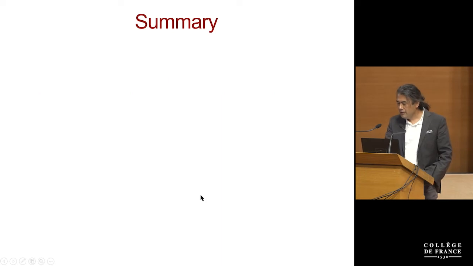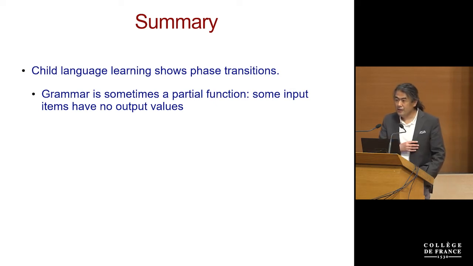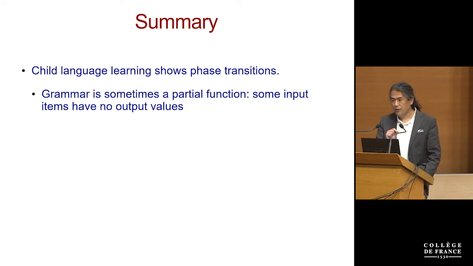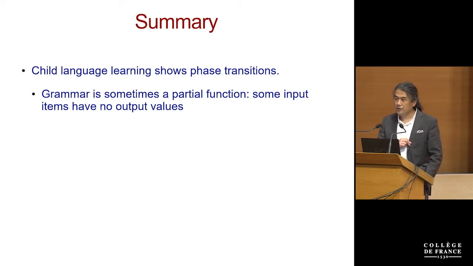Okay, so I will just give away the punchline. I want to state some facts or conclusions about child language learning in fairly familiar machine learning terms, but I'll unpack the differences. So one thing we'll see is that child language learning shows phase transitions. You go through some very discontinuous changes from one point to the other. And the grammar is actually sometimes a partial function, namely there are input values for which the output is not defined. That has to be a desired outcome of language learning.